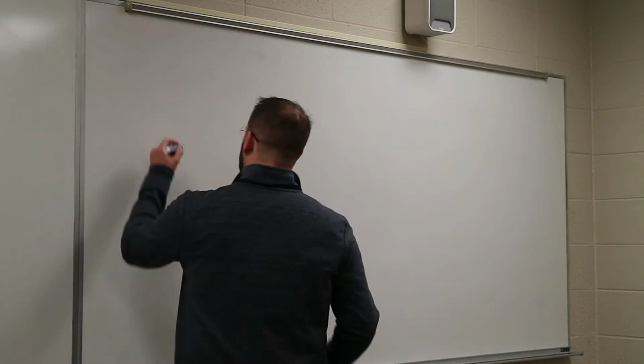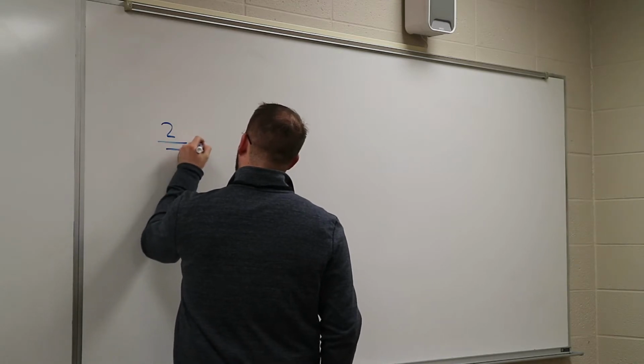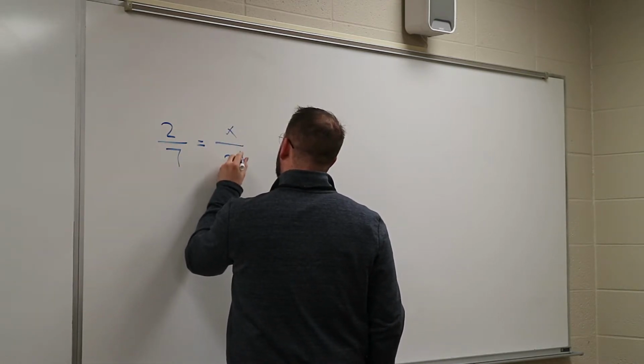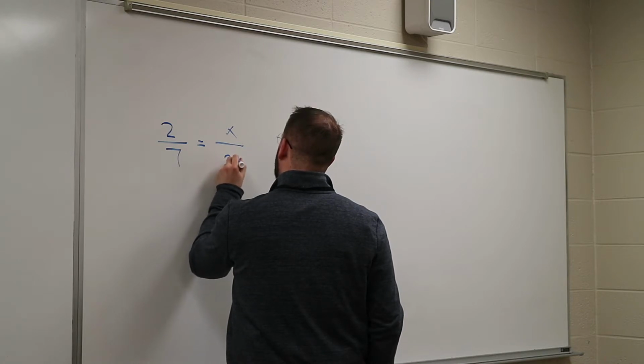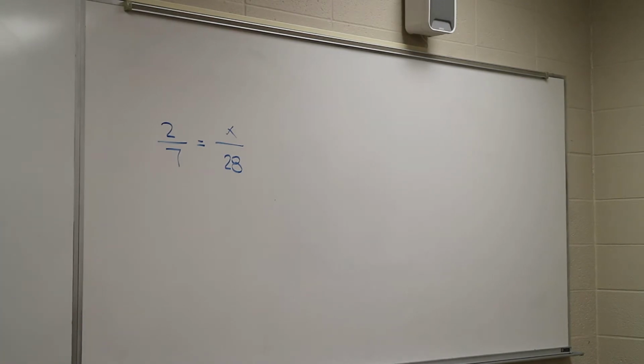Let's go through the second type here. You've got to talk about proportion. Okay, so let's say we're doing a proportion with 2 and 7, and let's say that I have an x and a 28. Okay, alright, so we'll talk about this one.